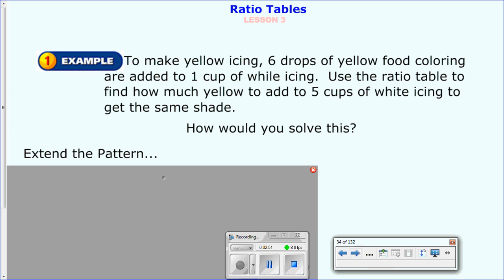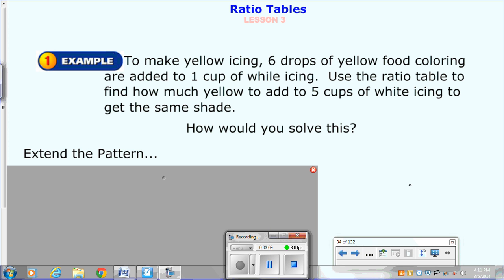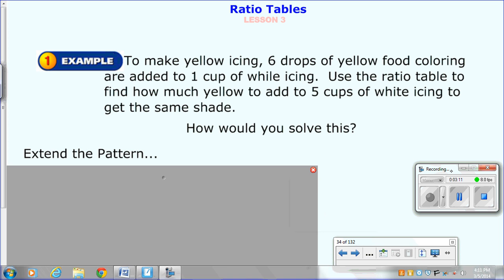So here we go. To make yellow icing, 6 drops of yellow food coloring are added to 1 cup of white icing. Use the ratio table to find out how much yellow to add to 5 cups of white icing to get the shade. So my question is, how would you solve this? Well, one thing you could do is, again, extend the pattern or make a table.